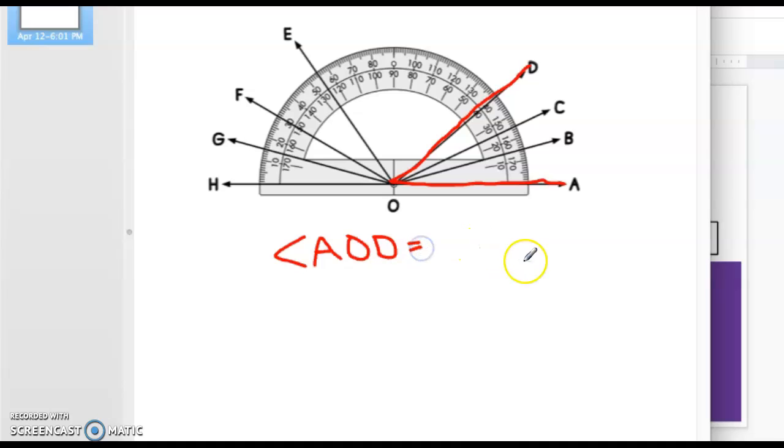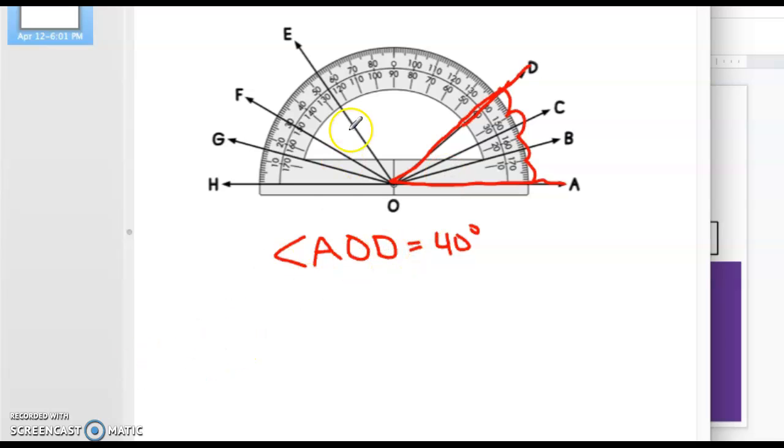And so I'm going to measure this angle and see the measurement that it has. Now it's on the right side. That means I'm going to use my inner numbers, and I'm going to skip count by 10. So I have 10, 20, 30, 40. Okay, now it lands right on my 40. So this will be 40 degrees. Okay, and that's my measurement for angle AOD.